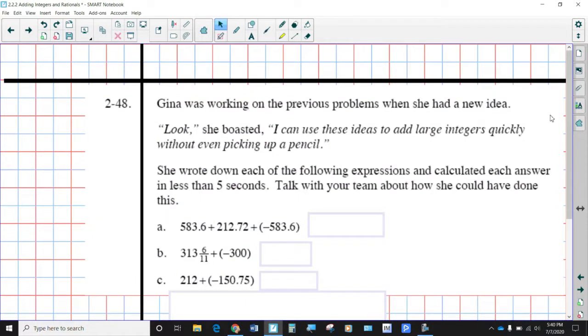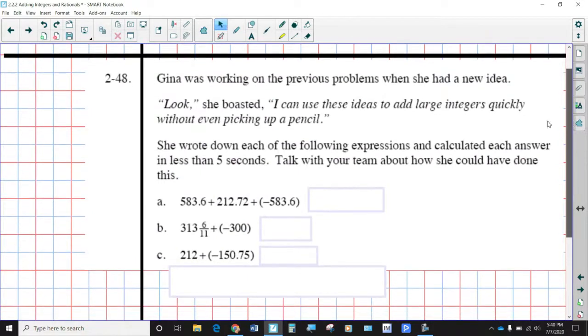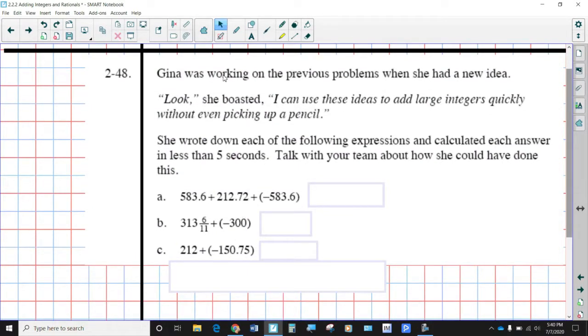All right, so what I would like for you to do is copy down these 3 problems. Now it says here Gina was working on these problems and she has a new idea. Look, I can use these ideas to add large integers quickly without even picking up my pencil. She wrote down each of the following expressions and calculated each answer in less than 5 seconds. Talk with your team or think about on your own how she could have done this, and then see if you can figure out what those answers are mentally.